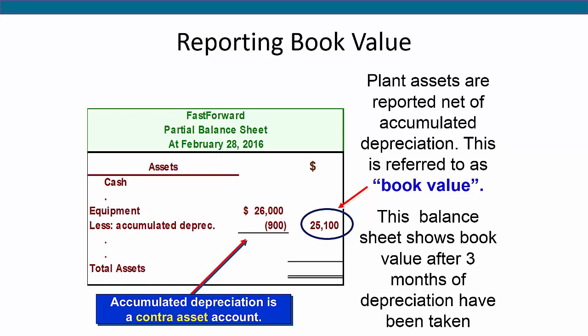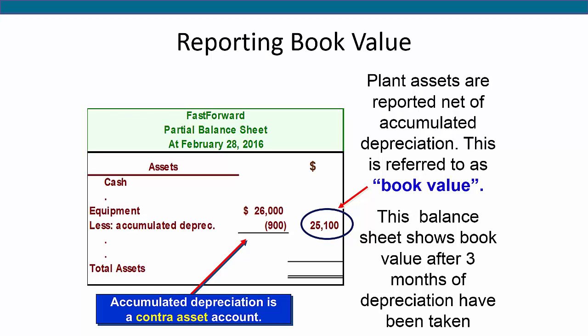The cost of a plant asset less accumulated depreciation is known as book value. So the asset, equipment, will be shown on the balance sheet at its net amount or book value. In the partial balance sheet shown on this slide, 3 months of depreciation have been taken on the equipment for a total of 3 times $300 or $900. The equipment account is being reported at $25,100 net, which is a cost that has not yet been depreciated.